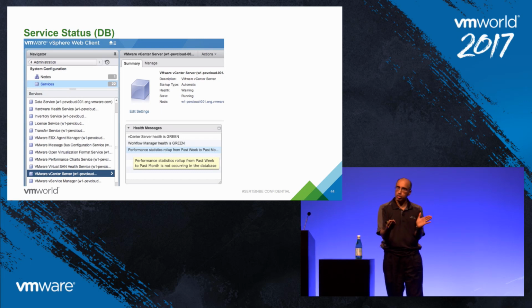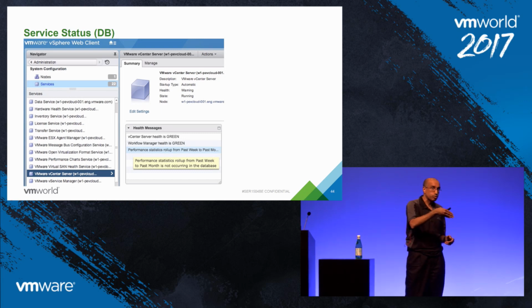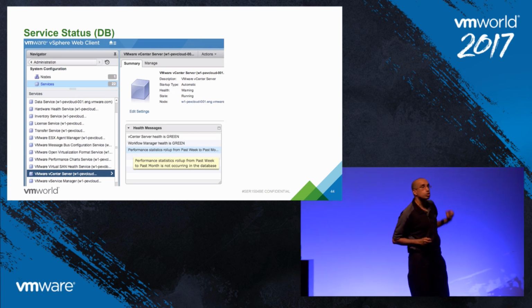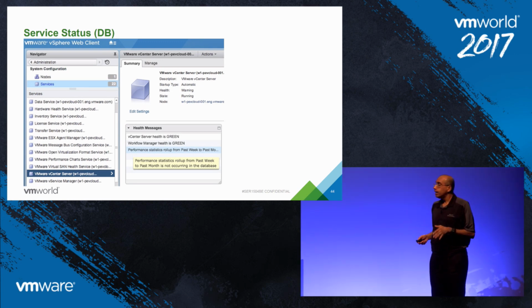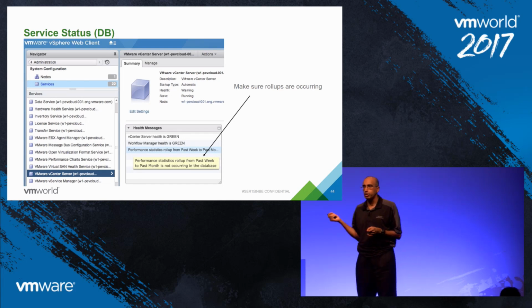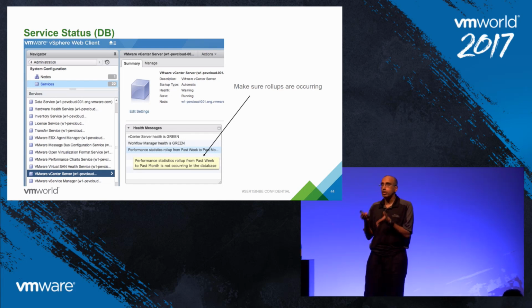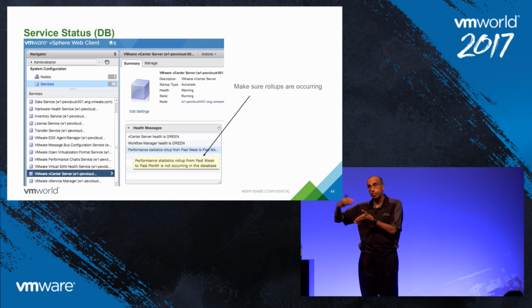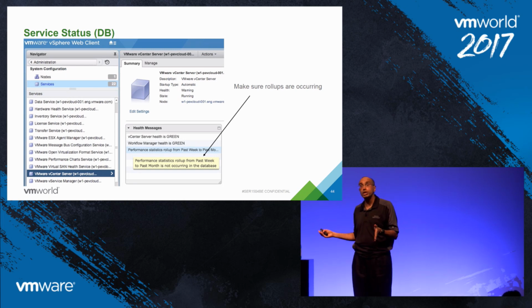But of course, your database is a service, just like all of the other services we talked about. So you can also check the service health from your web client. And it's important to do this because, for example, look at the kind of information you can see here. In this case, in my environment, roll-ups from the past week to the past month are not occurring. If they're not occurring, that also takes up space in your database. So you definitely want to make sure that your database is healthy. And here are some ways to know how that's true.